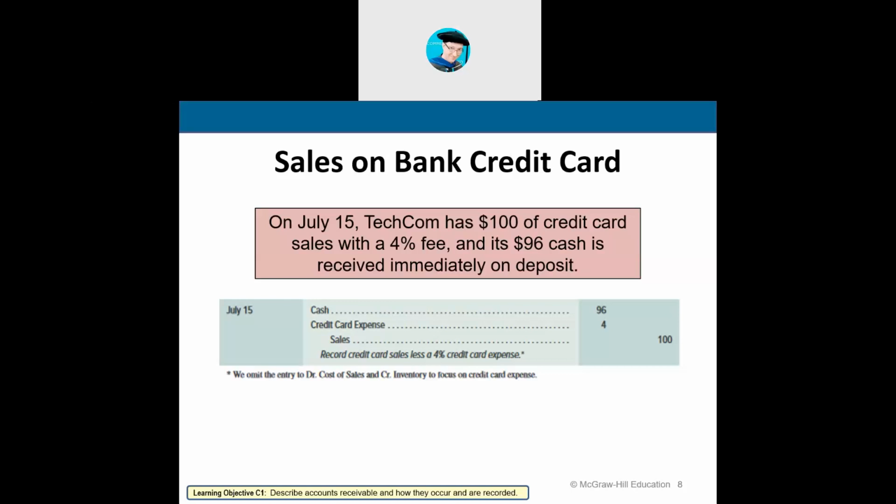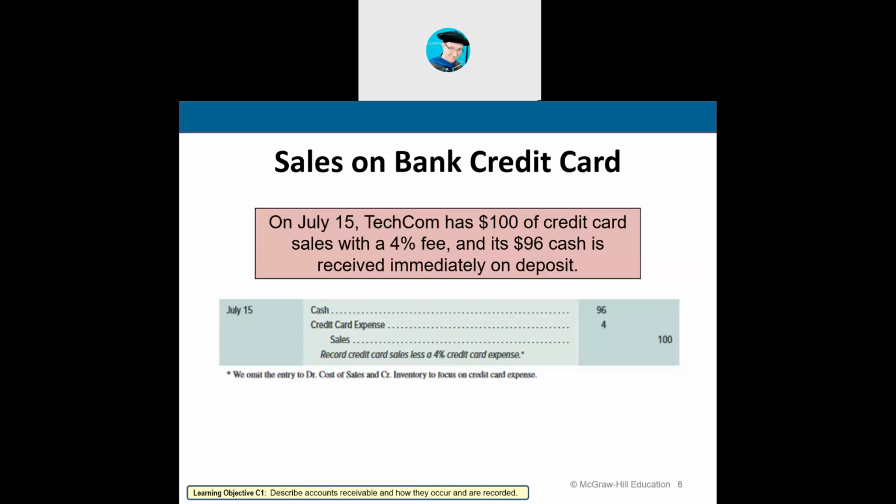So let's say you go to Giant Food, the grocery store, or Wegmans, or Safeway. You buy your groceries, and you swipe your debit card or credit card. With that swipe, let's say your bill's $100 in groceries. The store doesn't get the whole $100 in their account. They get $96. Why? There's a 4% credit card fee.